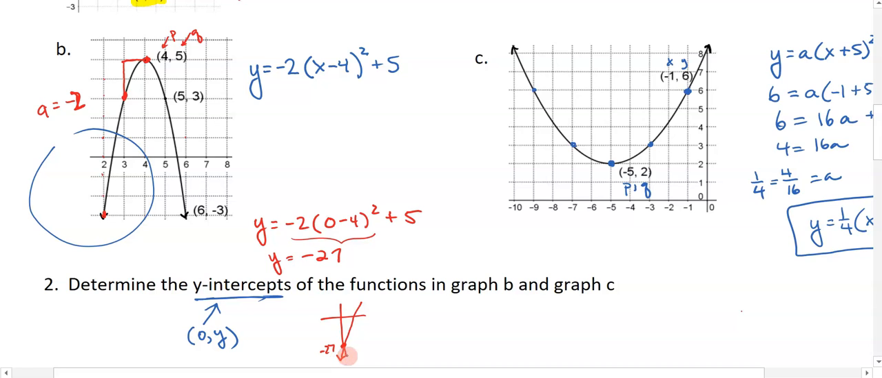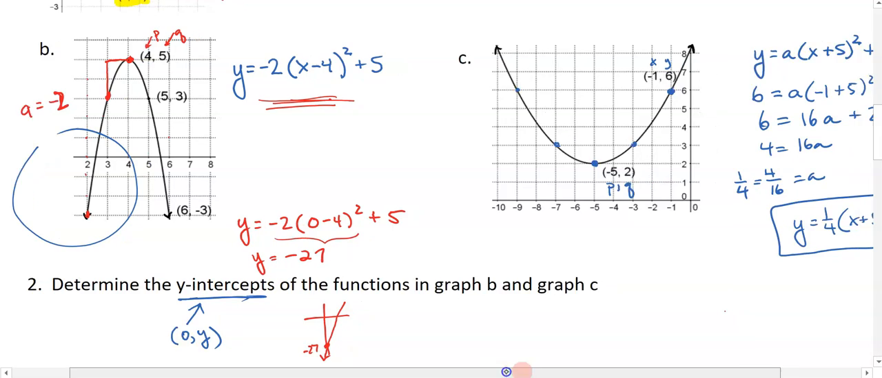So make sure you understand how to find the y-intercept. You plug in 0 for x and find y. You just evaluate it. But I didn't know this without being able to first get the function. So you first find the function, and then you can evaluate it. Okay? And then we could do the same over here.